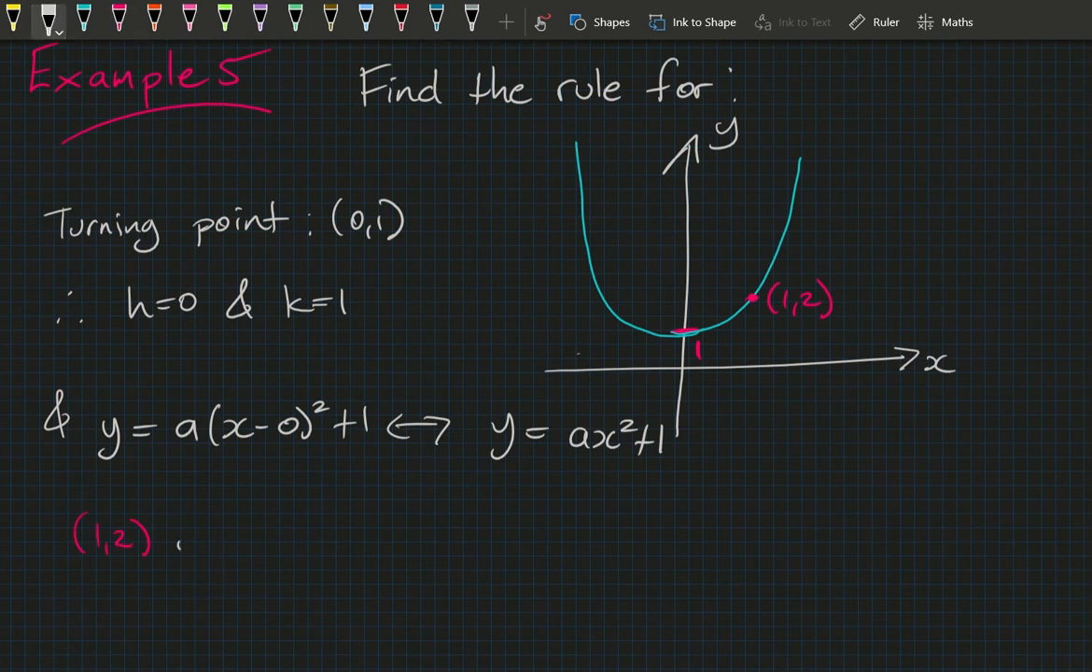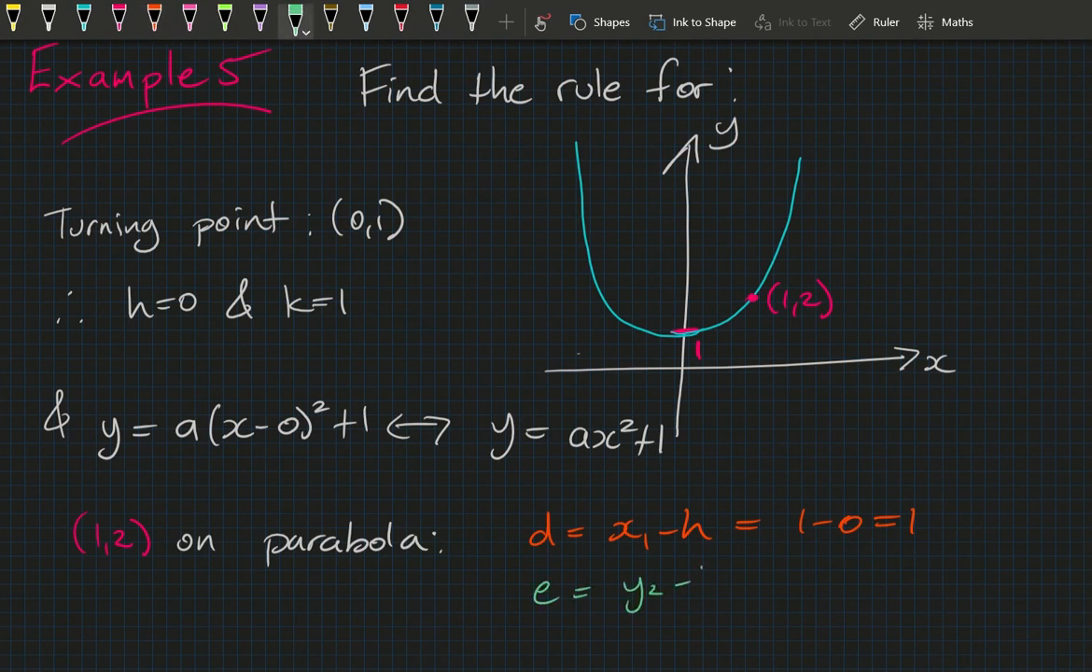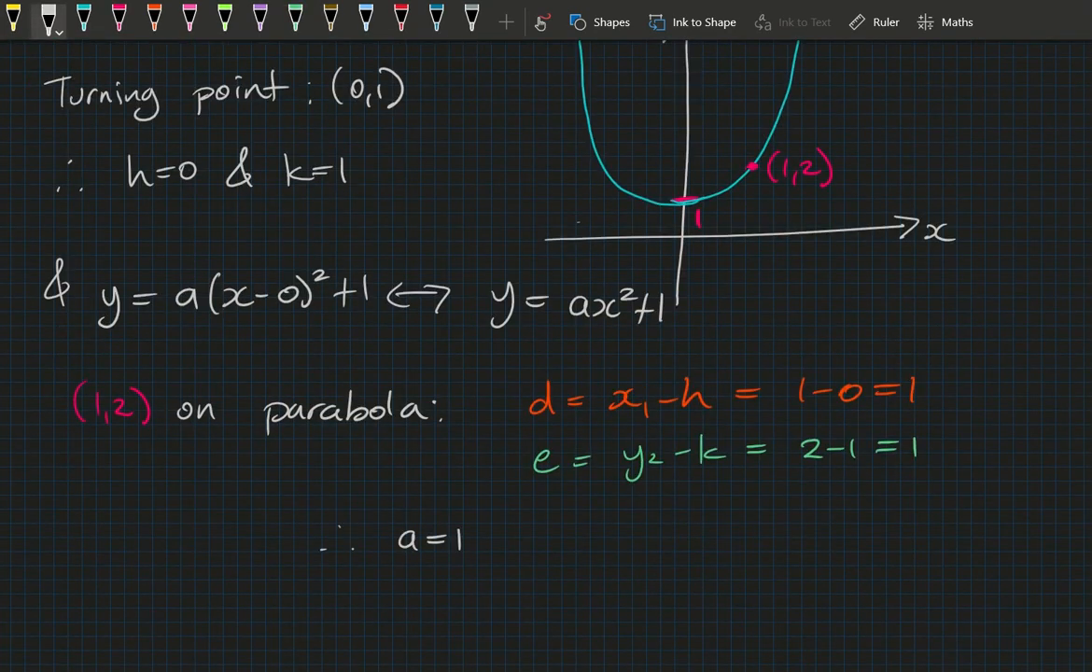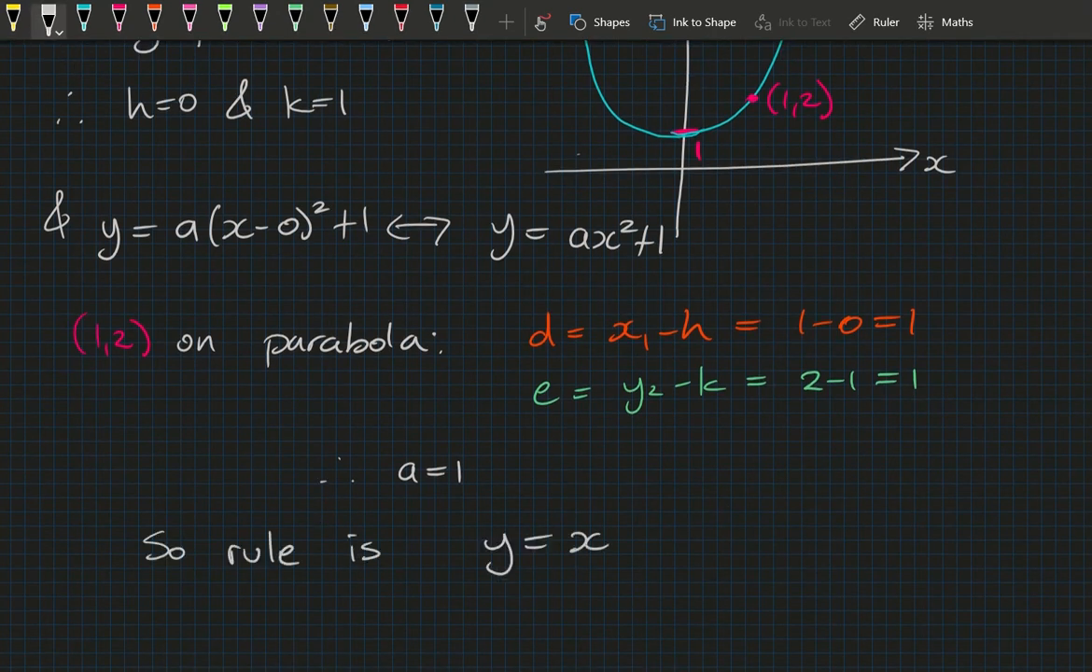So we've also got this other point (1, 2) on the parabola. So d is equal to x1 minus h, which is 1 minus 0, which is 1. And e is equal to y1 minus k, which is 2 minus 1, which is also 1. Because d is 1 and e is 1, which is what we'd expect, we know that a is 1. And if you wanted to check, you could say e divided by d squared is 1 divided by 1 squared, which is 1. But let's not bother with that, okay? So because our a is 1, we know that our rule is y is equal to x squared plus 1.